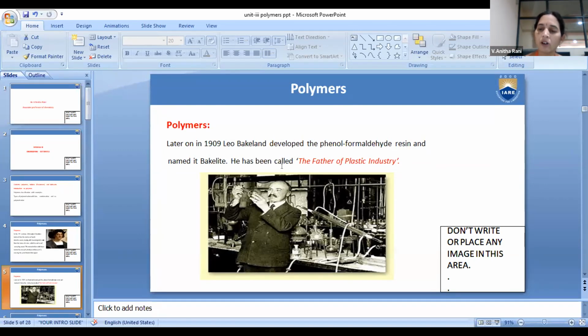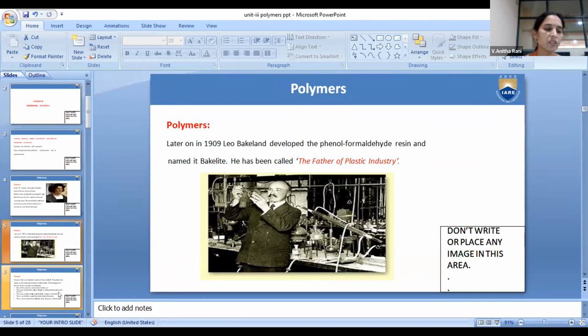So he is now called the father of the plastic industry. Who is the father of the plastic industry? Baekeland. The switchboards and switches in our houses are made of this resin only, phenol formaldehyde resin, which is called Bakelite. The name given is Bakelite, and the scientist's name is Baekeland.